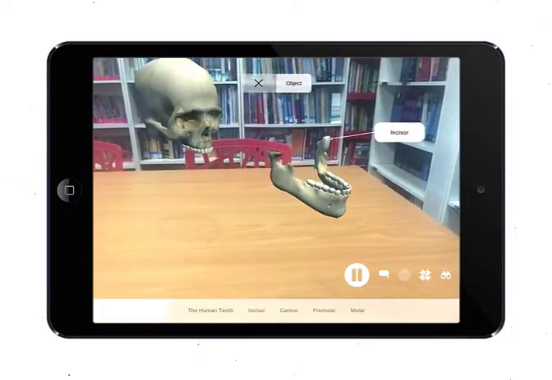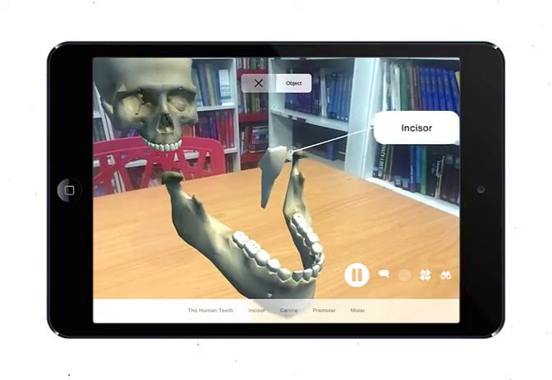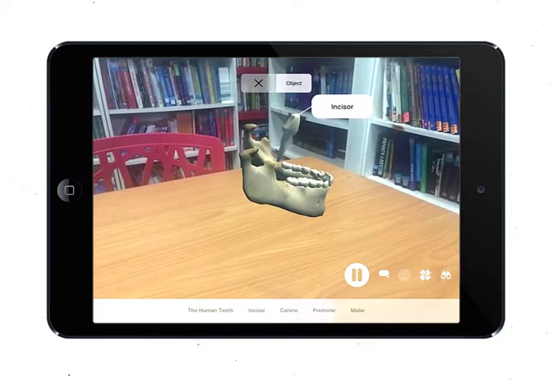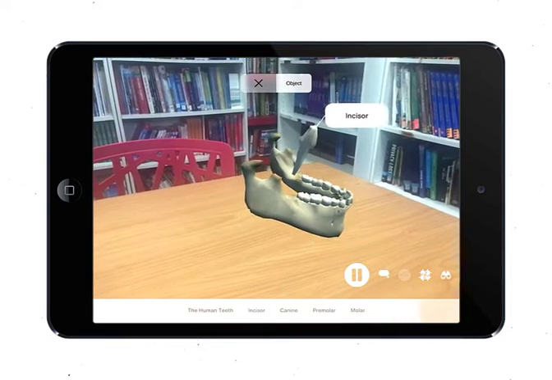First up is the incisor. So there are 2 incisors in each quarter jaw. It is positioned at the most front of the mouth. It has a spade-like shape and is sharp. Incisors are used for cutting and biting the food.